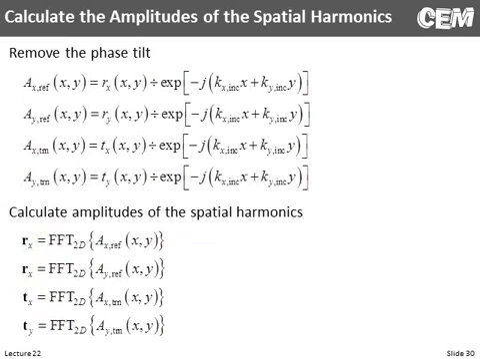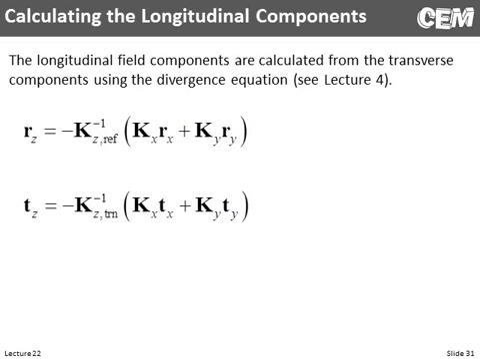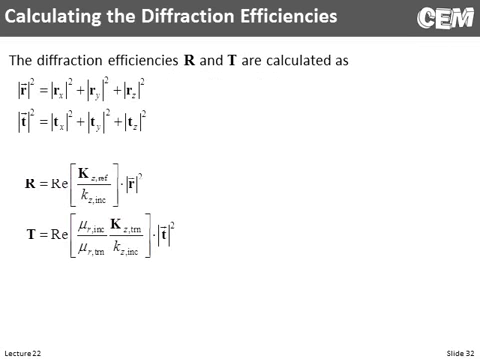And now we have the amplitudes of our spatial harmonics. So in a sense, by FFTing, we've jumped into Fourier space again, and we now know the amplitudes of our spatial harmonics. We only know the X and Y components so far. So using equations we've derived previously, we calculate the Z components on the reflected and transmitted sides. And of course, once we have that, now we can calculate diffraction efficiencies.